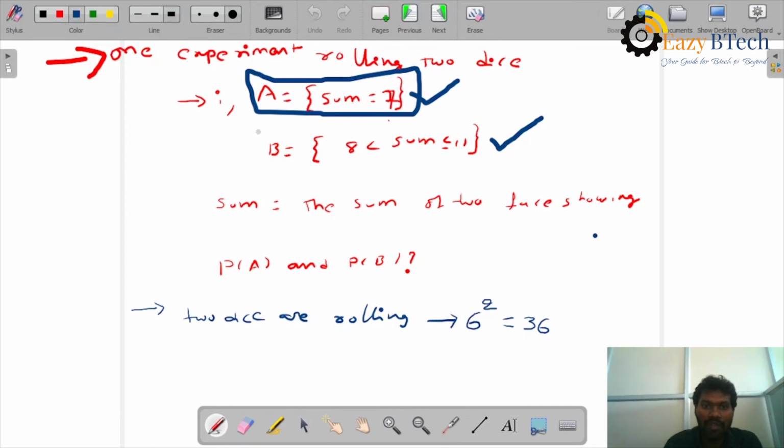Okay, what is the next event? The next event is B: 8 less than sum less than or equal to 11. Remember, 8 less than means the sum must be greater than 8, so you should not consider 8. It means 9, 10, 11. Those are the chances.